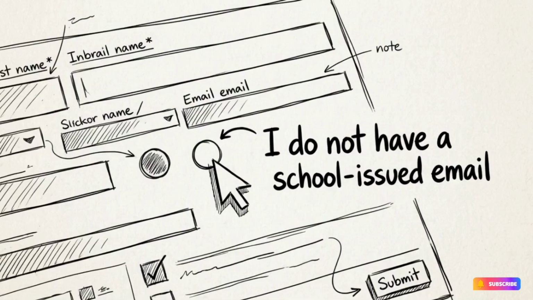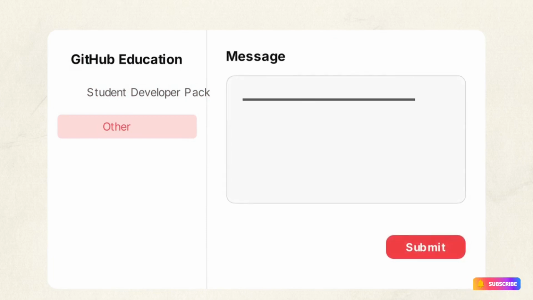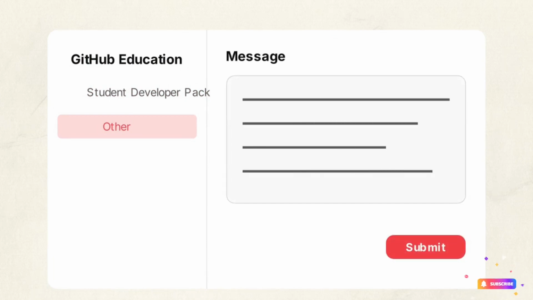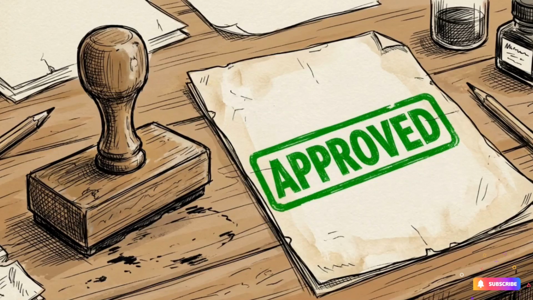On the GitHub application, selecting "I do not have a school-issued email" often creates a dead end where the form refuses to proceed. Navigate to the GitHub support site. Click GitHub Education, Student Developer Pack, then Other. Write a polite message stating your school doesn't issue student emails, requesting a manual review. Upload your enrollment proof and submit the ticket to enter the manual review queue. Shifting to the manual queue ensures a human reviewer examines your file. This removes the automated email requirement and focuses the verification entirely on your physical documents.